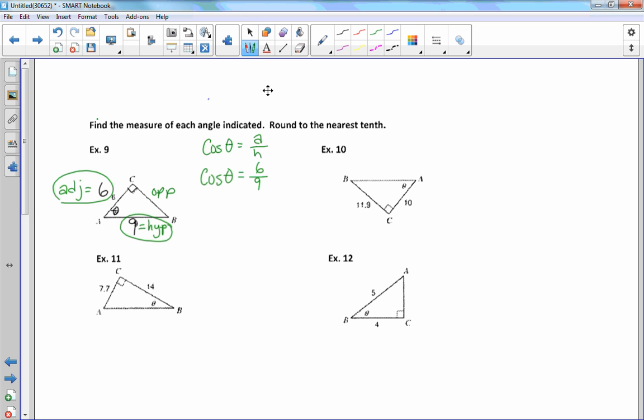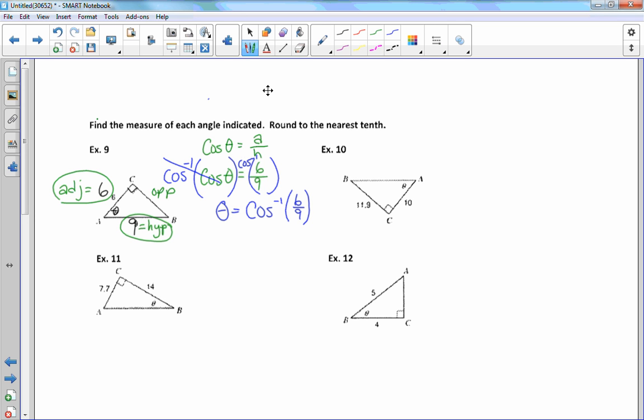-1 means inverse. So I'm going to group the whole thing and do cosine to the -1, which is actually called the inverse cosine. That cancels out the cosine and leaves theta by itself. We're going to do it on both sides. So we group this whole thing and do cosine -1. It becomes cosine -1 of 6 over 9, or if you feel like writing 2/3, you can write 2/3.